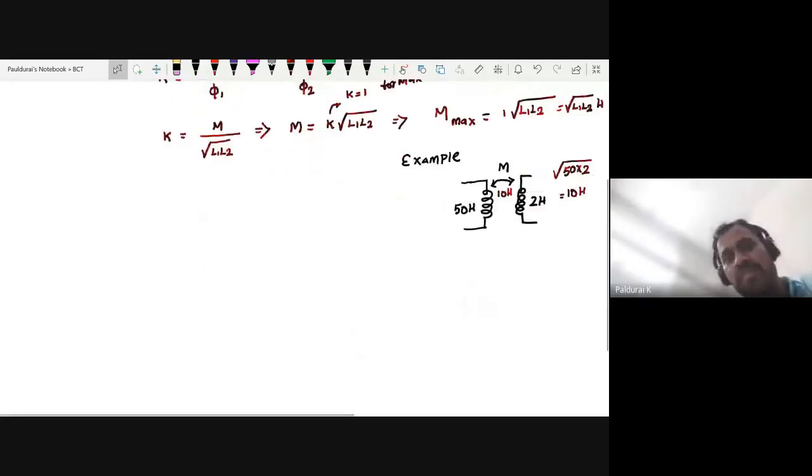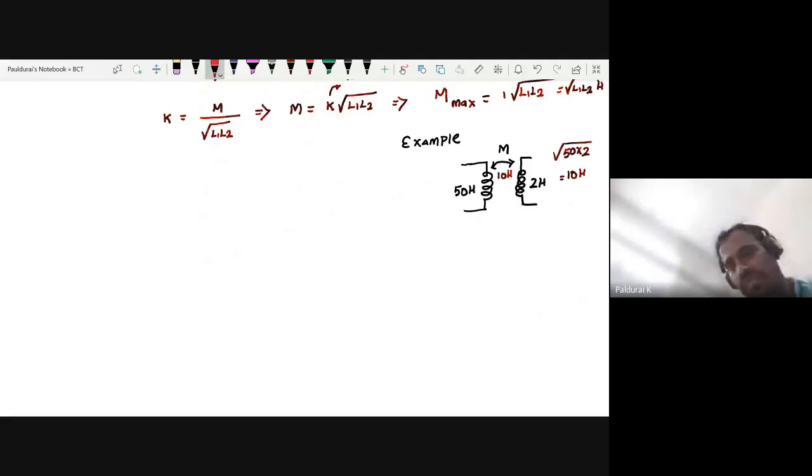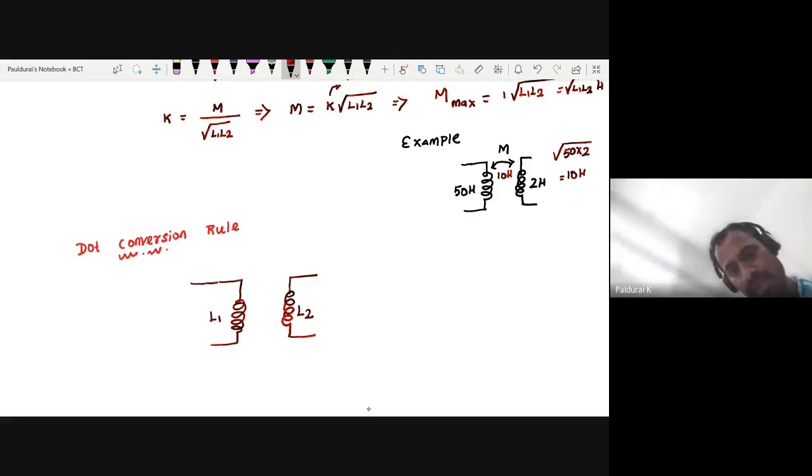As I promised earlier, I want to teach you the dot convention rule. This is just for your knowledge. Take this coupled coil once again, with coils L1 and L2 coupled. Here I am applying some voltage V1, because of which the current is I1. Here I want to apply some other voltage, V2, and this current is I2.